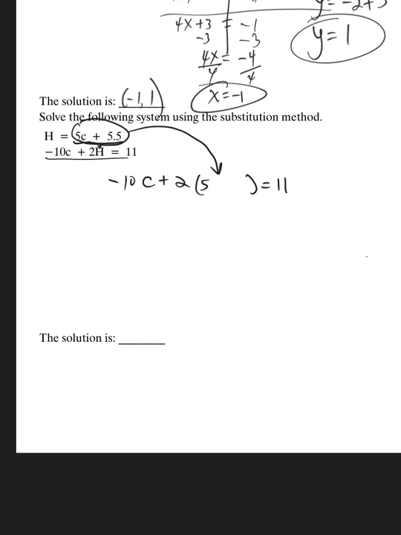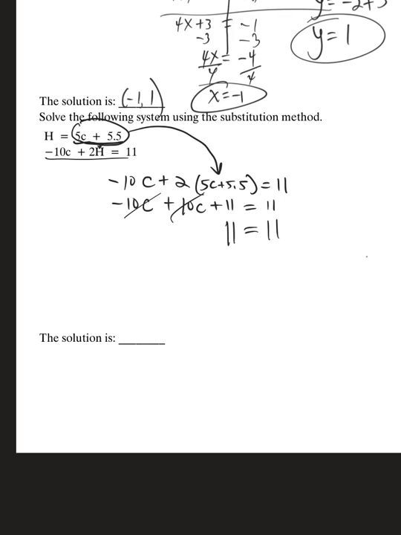The whole idea here is that I'm trying to write an equation that has one universal variable all the way through it so that I can solve for that variable and use that information to find the other one. So I have negative 10c plus 2 times 5c plus 2 times 5.5 equal to 11. Okay, so what happens if I combine like terms, my c's? If I combine these, they cancel each other out, and I end up with this phrase 11 equals 11.